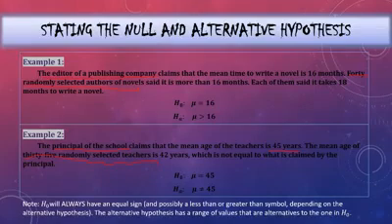So the difference between our null hypothesis and the alternative hypothesis is obvious. I have here a note. Our null hypothesis will always have an equal sign and possibly a less than or greater than symbol depending on the alternative hypothesis. And the alternative hypothesis is a range of values that are alternative to the one in our null hypothesis.